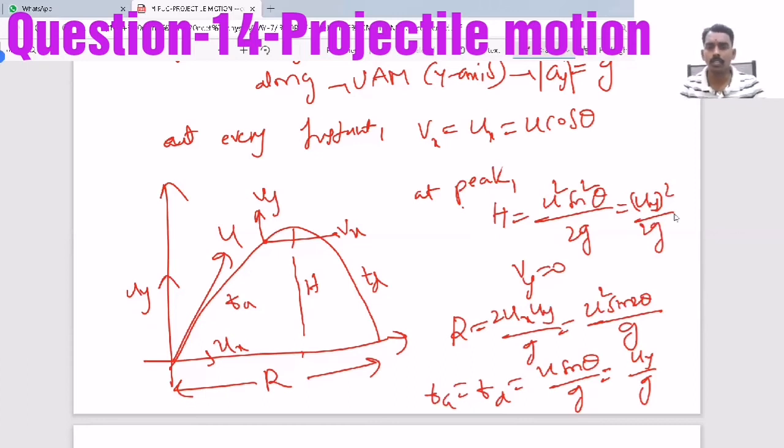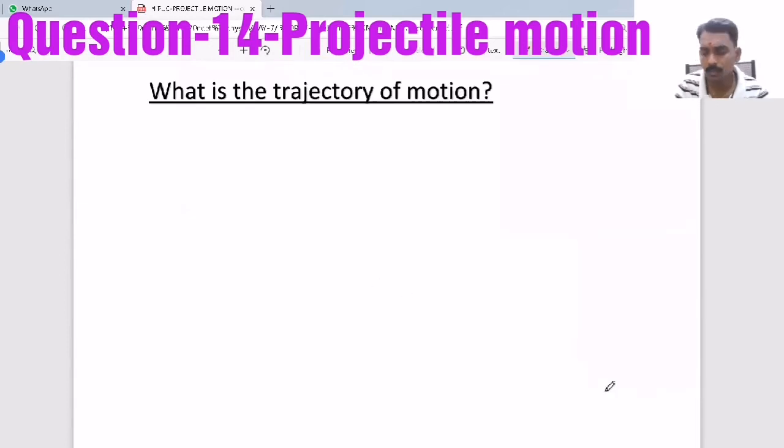So this is the general information about projectile motion, and these are the things you need to remember. I am just briefly revising all the things you need to remember so that you can solve the questions. Now one more thing is, what is the trajectory of motion?